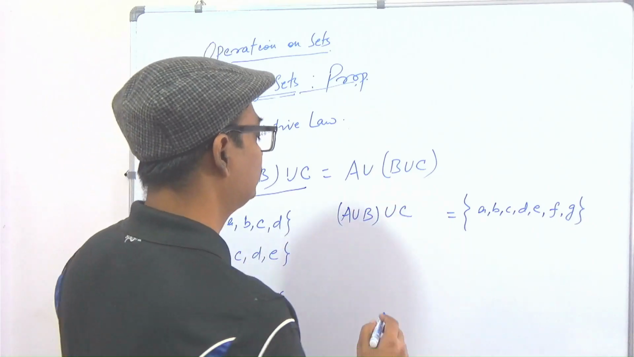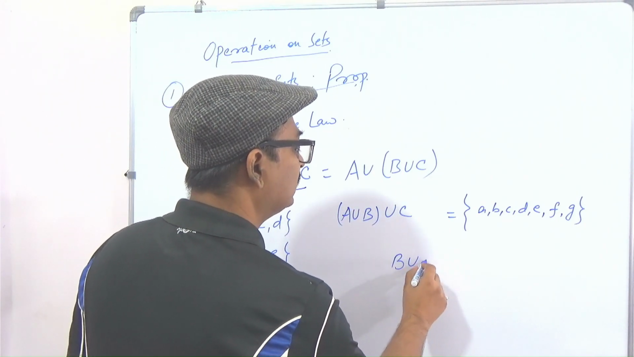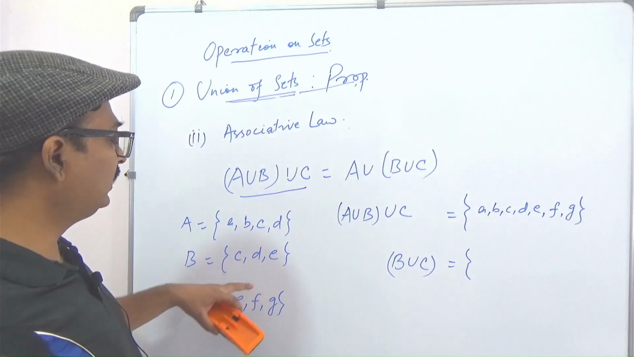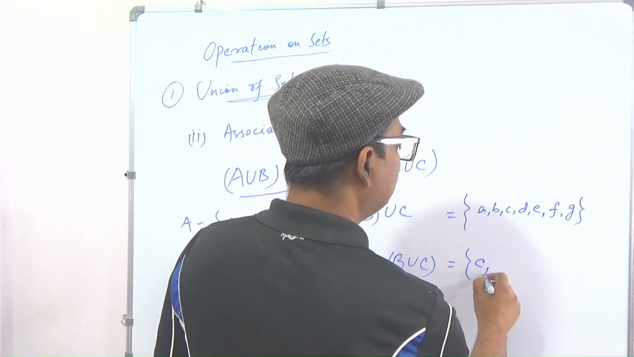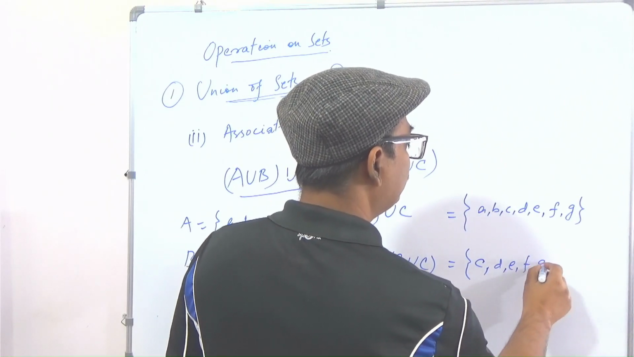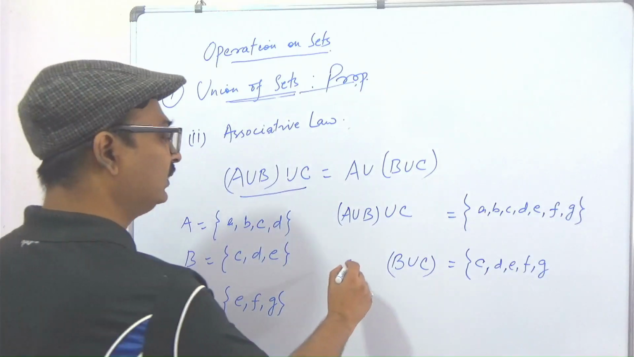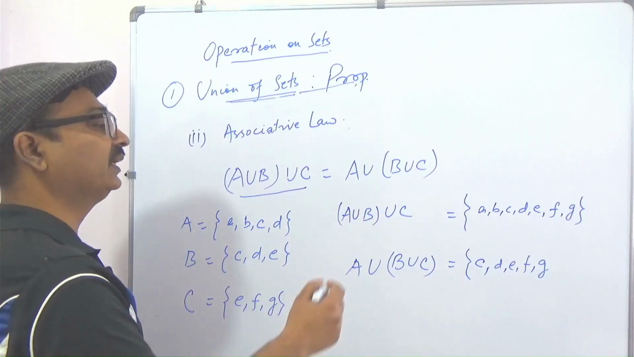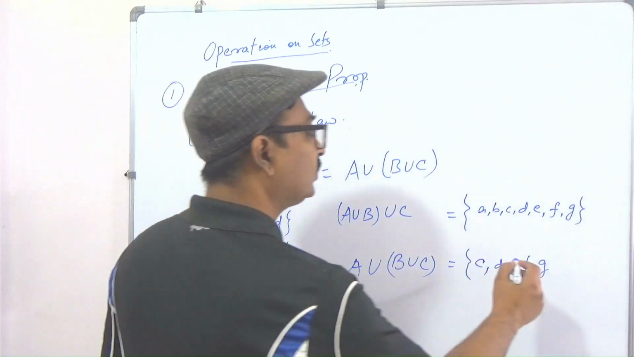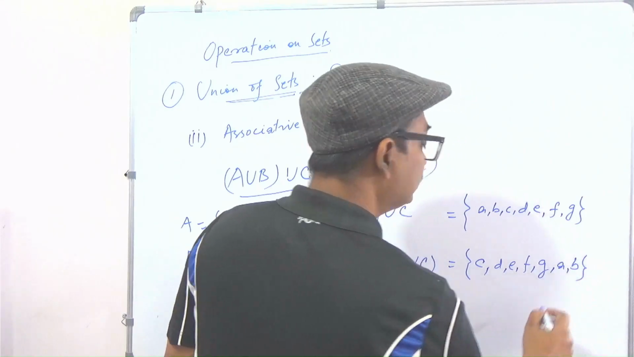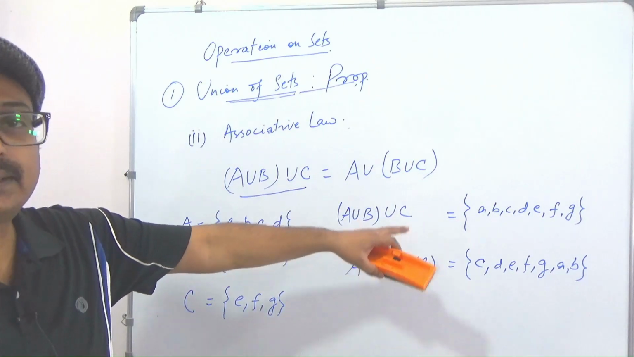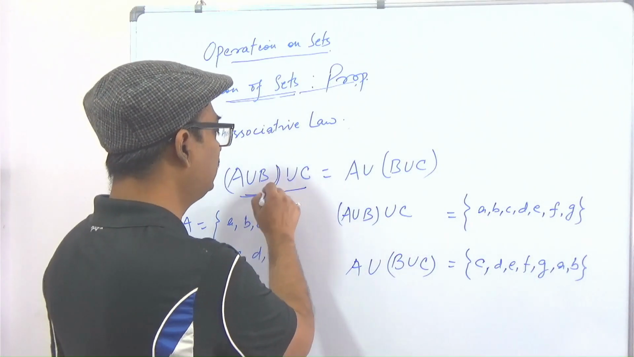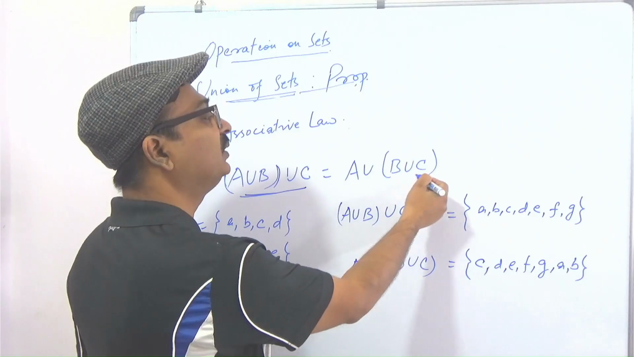Now let's say this part. First of all, we will take B union C. What is it? {C, D, E, F, G}. So we have C, D, E, F, G. And then we take A union this thing. So A union, we'll put A, B, and then C, D, E, F, G. So both the sets are the same. The positions are different, but the sets are the same. Therefore, (A union B) union C is equal to A union (B union C).